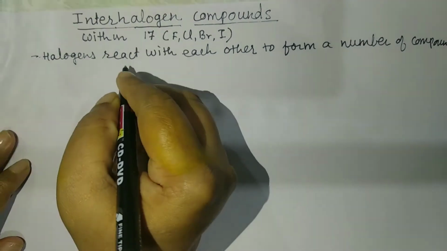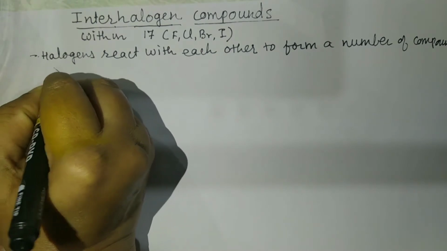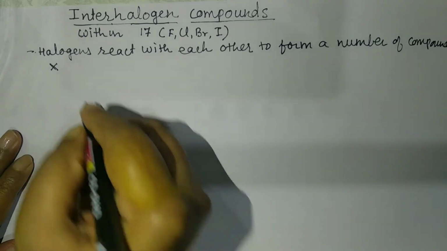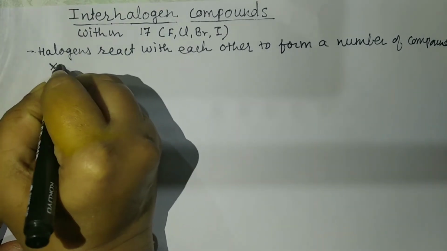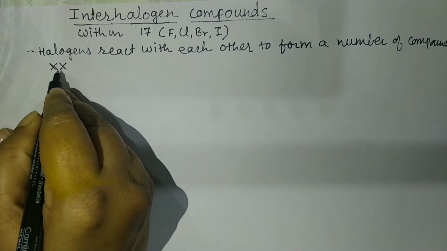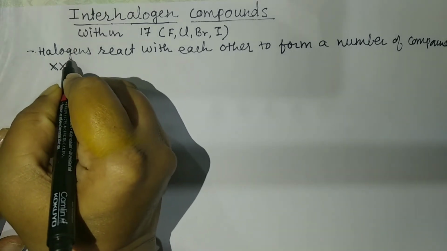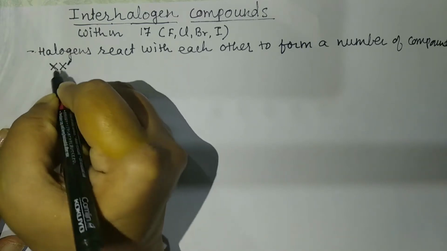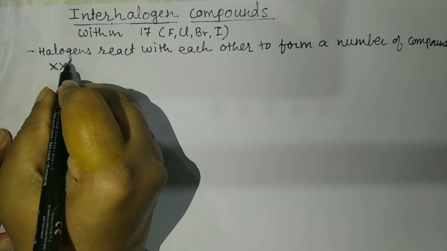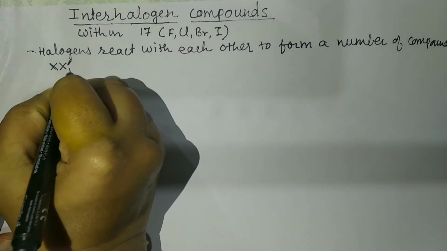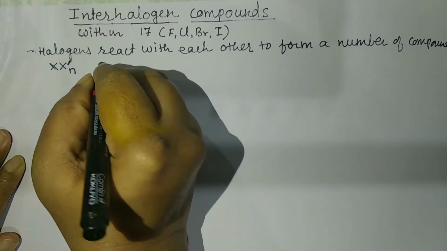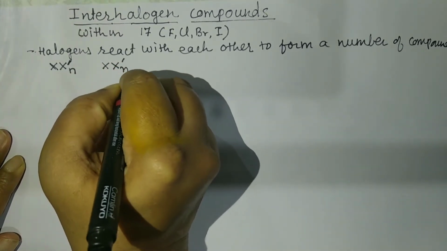Now, halogen is represented by X. So, when they form a compound with another halogen, the compound again becomes X and X. To distinguish between the central atom and the connecting atom, we use the notation X, X dash. So, this is how they are represented. Depending upon the X dash atoms, we write here n. So, what is the general formula we use for interhalogen compounds? It is XX'n.